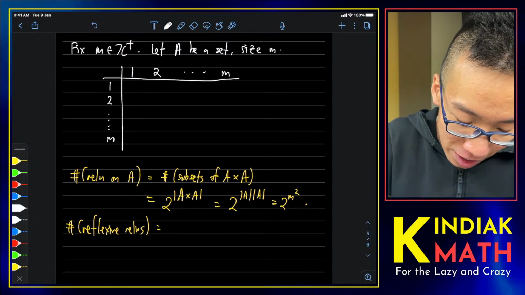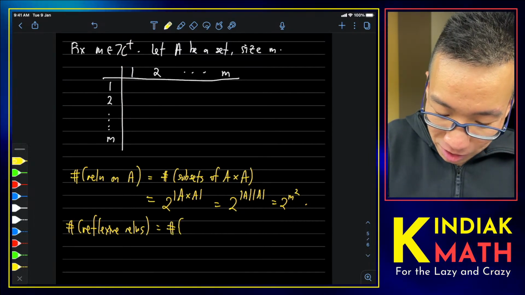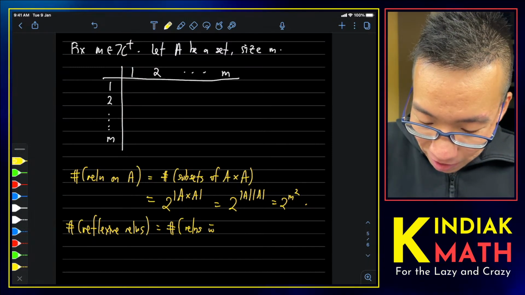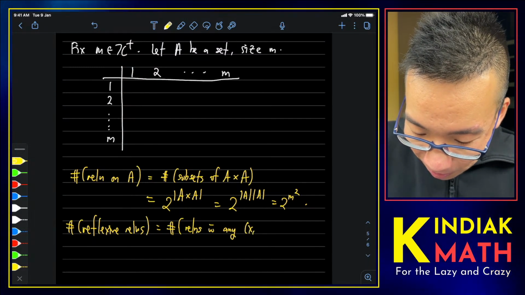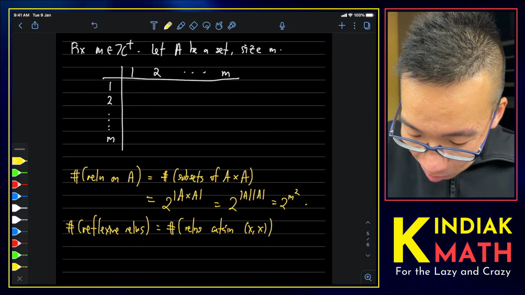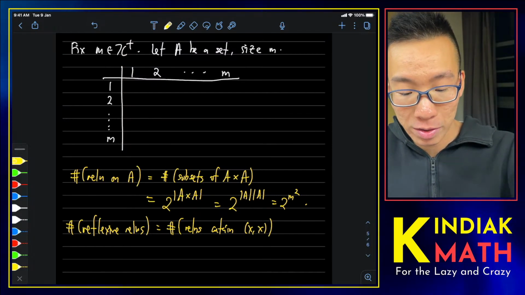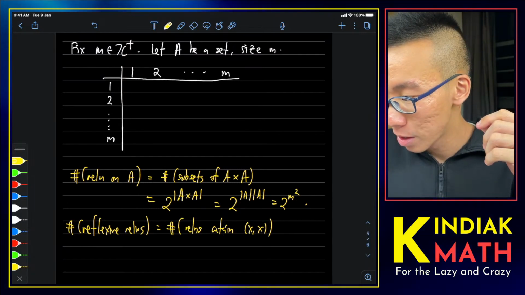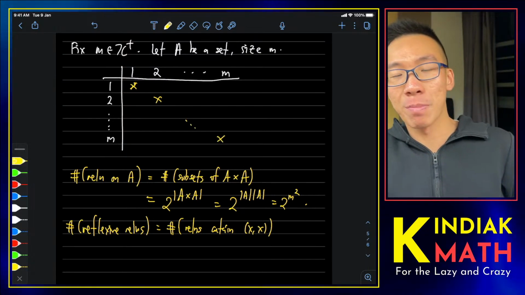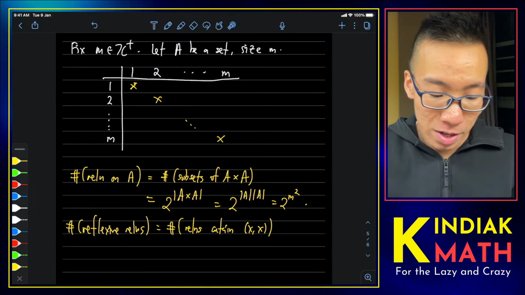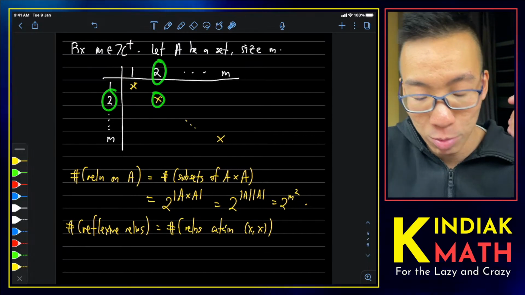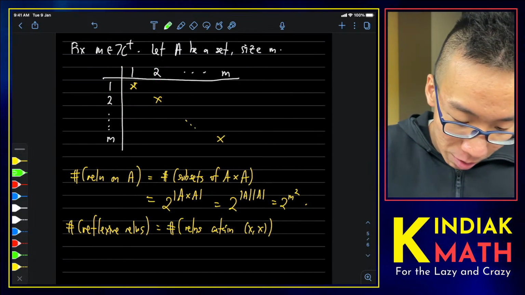Just to recall, reflexive relations are the relations that contain the loops. And these are actually represented by these particular points. This point here represents the connection from 1 to 1. This point represents the connection from 2 to 2, so on and so forth. I'm going to call this the diagonal.